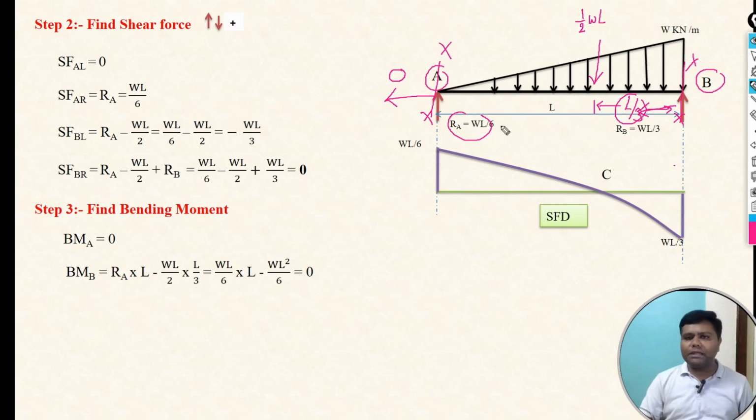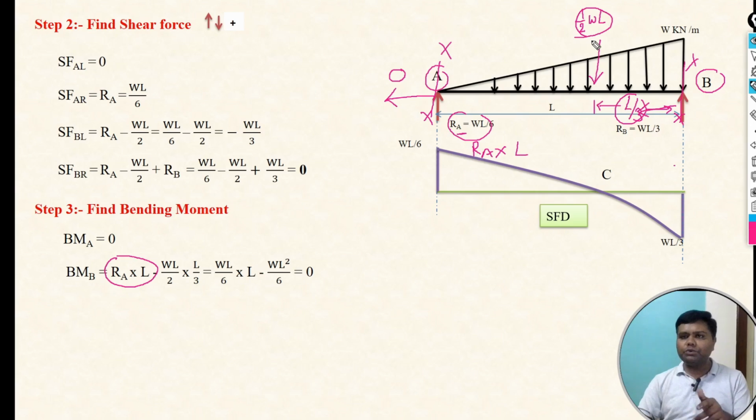So we are taking moment at B point. First, moment of RA into the perpendicular distance from the B point, which is L. So we have taken over here RA into L. Now after that, the moment of this imaginary point load. The point load force is 1 by 2 WL and the perpendicular distance is L by 3. So here we can see WL by 2 into L by 3, and the moment of this is anticlockwise.